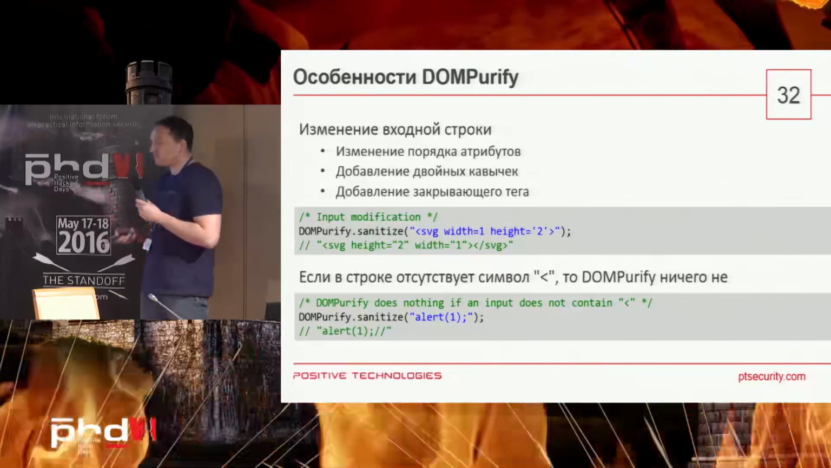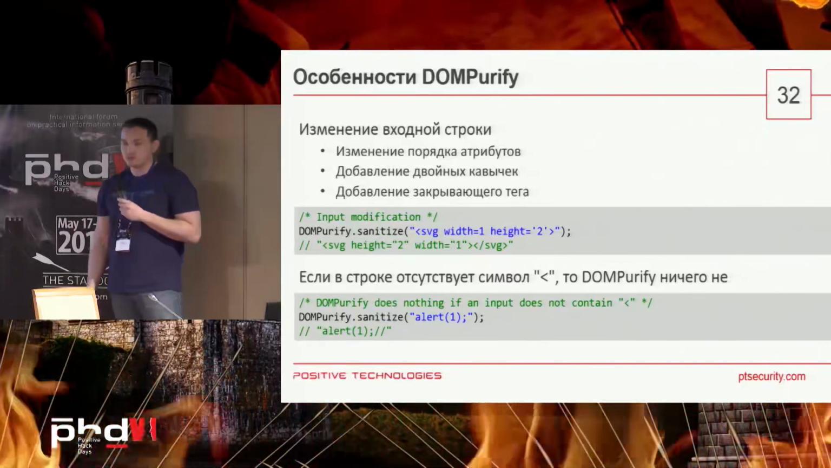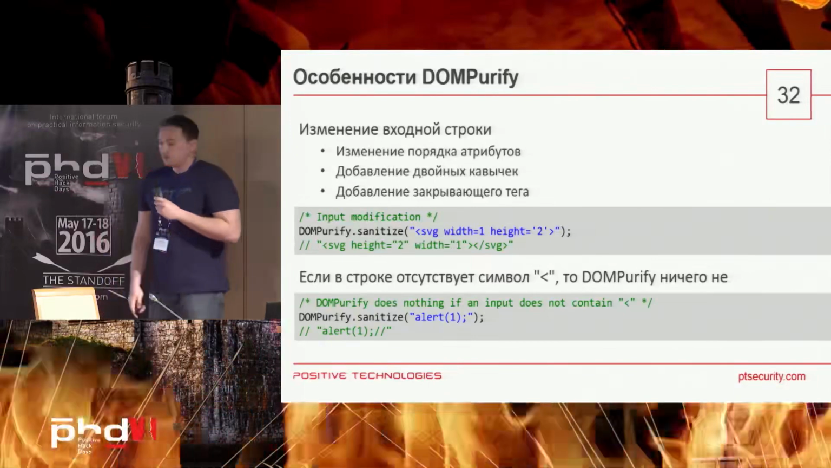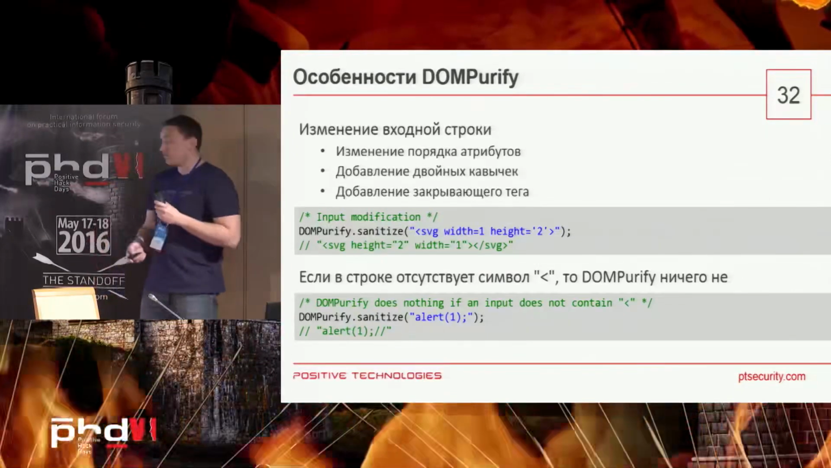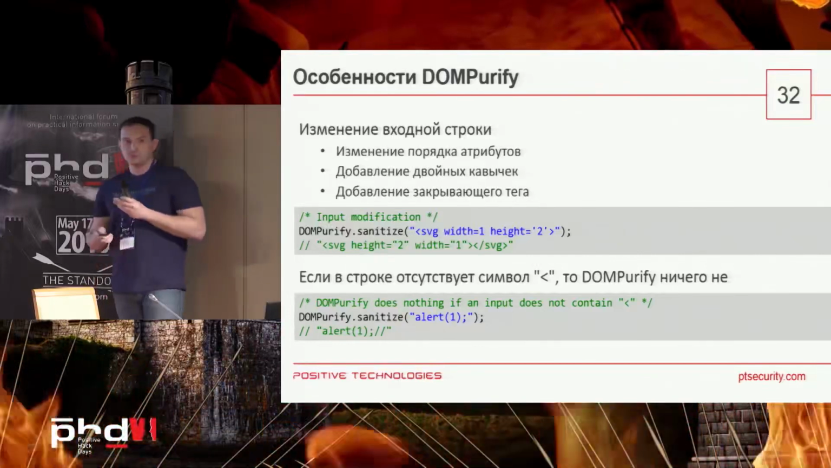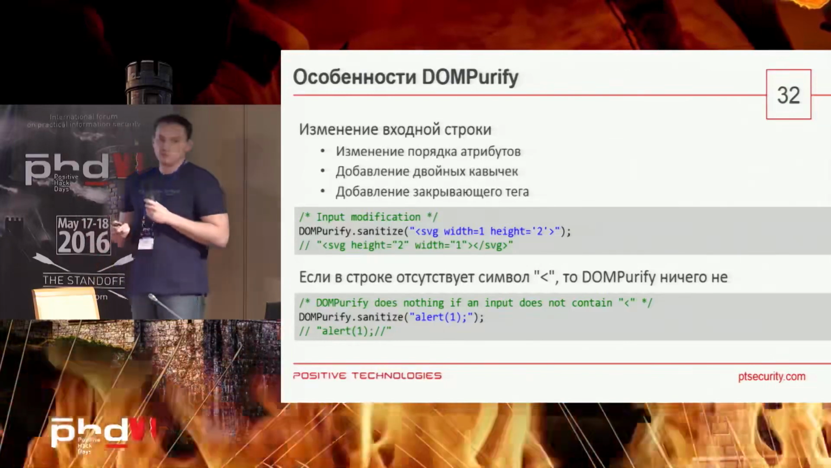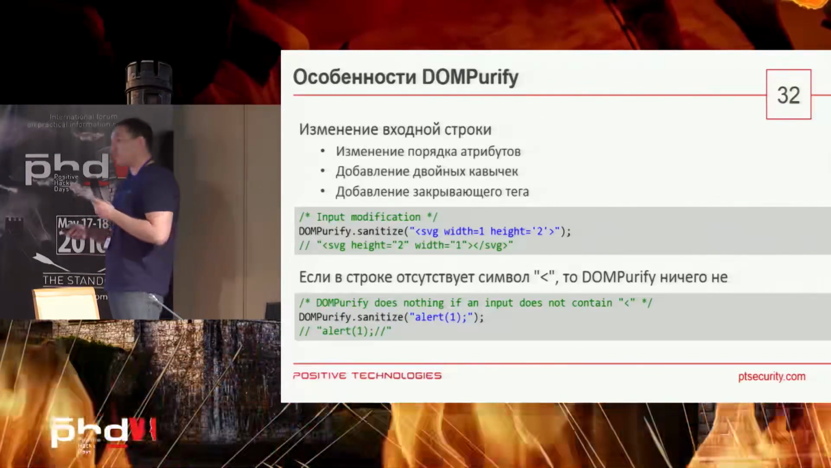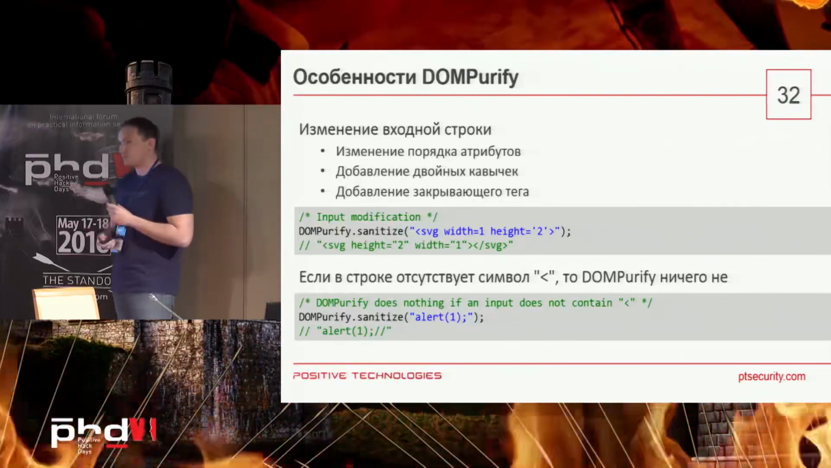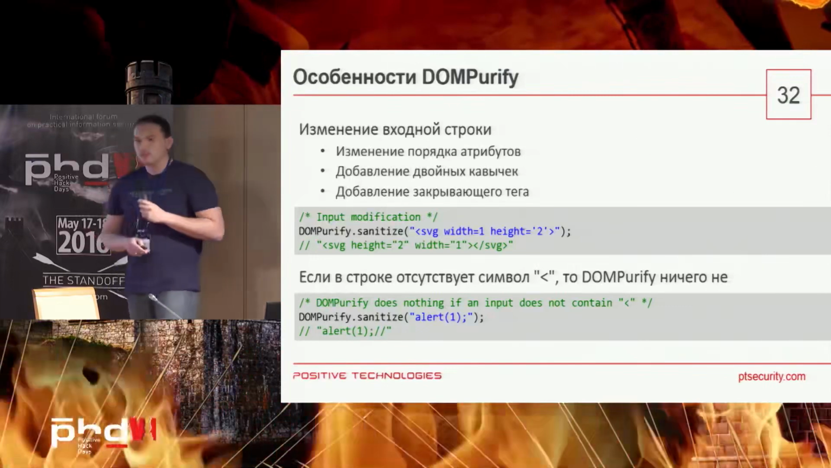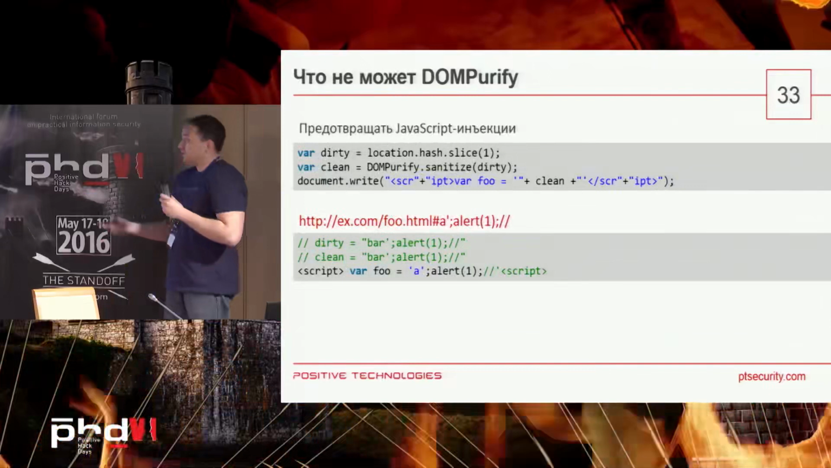Another interesting point. If there is no opening tag, DOM Purify is not going to do anything. It means that all the XSS vectors coming to the JSX context will not be identified by DOM Purify. They cannot be trapped, not because DOM Purify is a bad tool. It is because it's designed for an absolutely different type of task, and we want to use it on the client side.